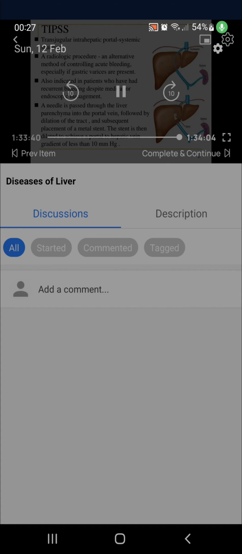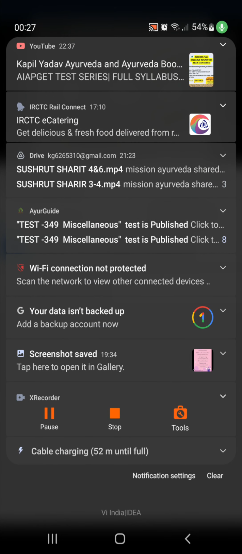So these are the main treatments told for diseases of the liver, which are repeatedly told: TIPS and surgical shunt, transjugular intrahepatic portosystemic shunting and surgical shunt.